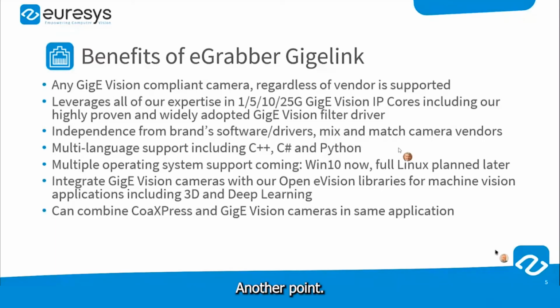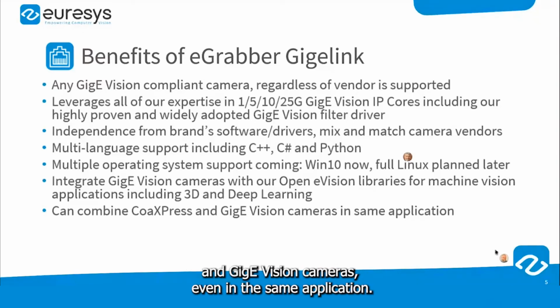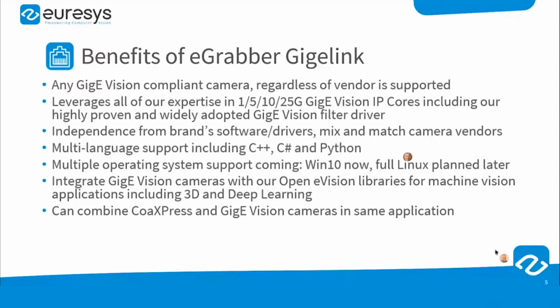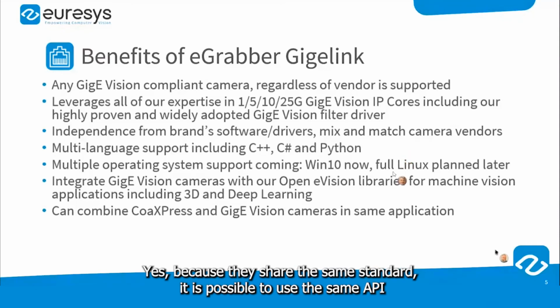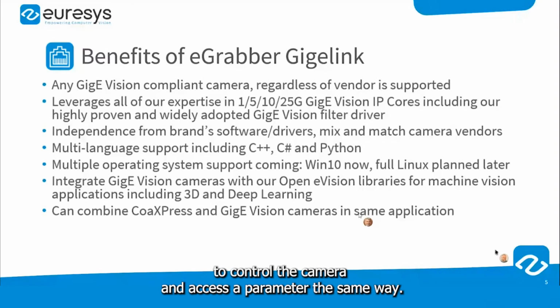Another point, it sounds like I can now easily combine CoaXPress and GigE Vision cameras even in the same application. Yes, because they share the same standard, it is possible to use the same API to control the camera and access the parameters the same way.